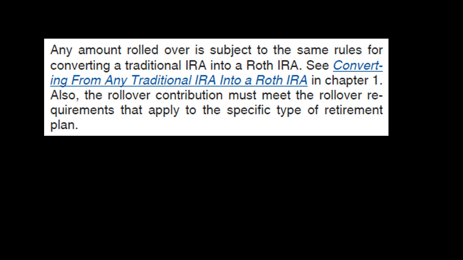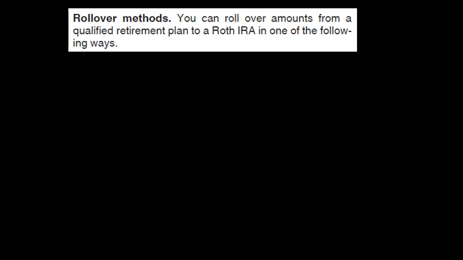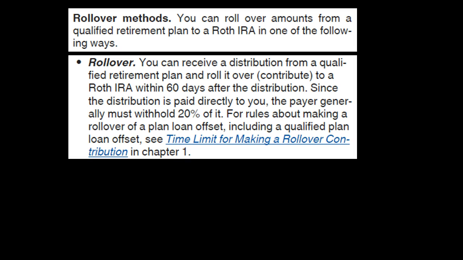Back to the text. Also, the rollover contribution must meet the rollover requirements that apply to the specific type of retirement plan. Rollover methods. You can roll over amounts from a qualified retirement plan to a Roth IRA in one of the following ways. Rollover. You can receive a distribution from a qualified retirement plan and roll it over, contribute it to a Roth IRA within 60 days after the distribution. Since the distribution is paid directly to you, the payer generally must withhold 20% of it. So note we have to deal with this withholding process here.